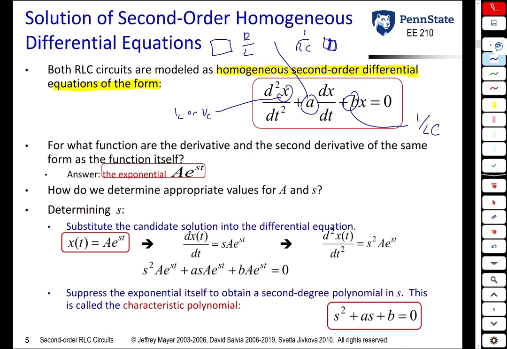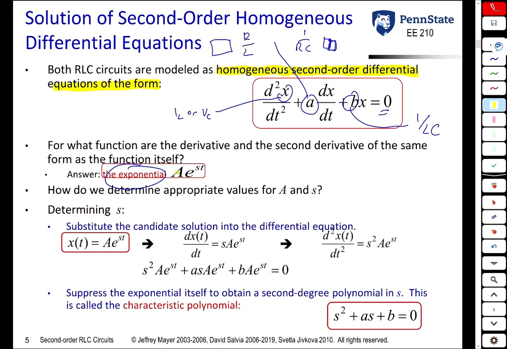So let's think about the solution of this homogeneous second-order differential equation. What this equation is telling us is that there's some function x that if you take that function, take its first derivative, and take its second derivative, and add them all up with certain coefficients, you can get 0. So then the question is, for what function are the derivative and the second derivative both of the same form as the function itself? And the answer there is the exponential.